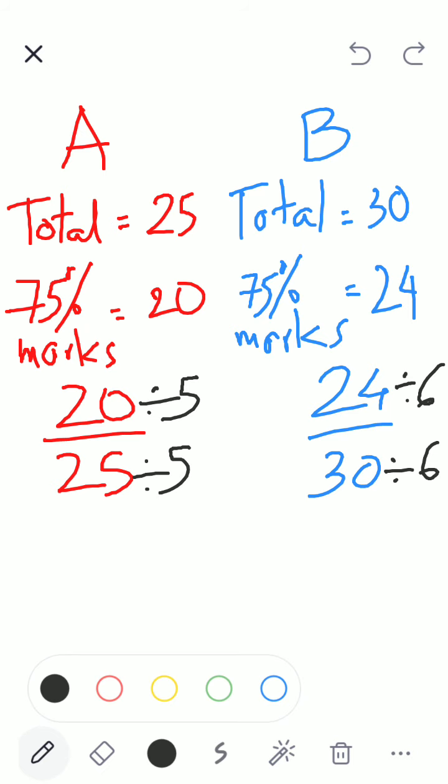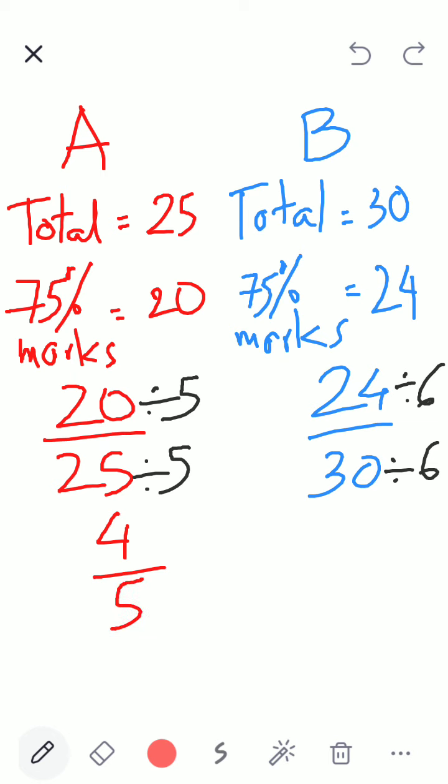So what did I get? 20 divided by 5 is how much? Subhashri, can you hear me? Yeah, so 20 divided by 5 is how much? And 25 divided by 5? 5. Okay. And 24 divided by 6?